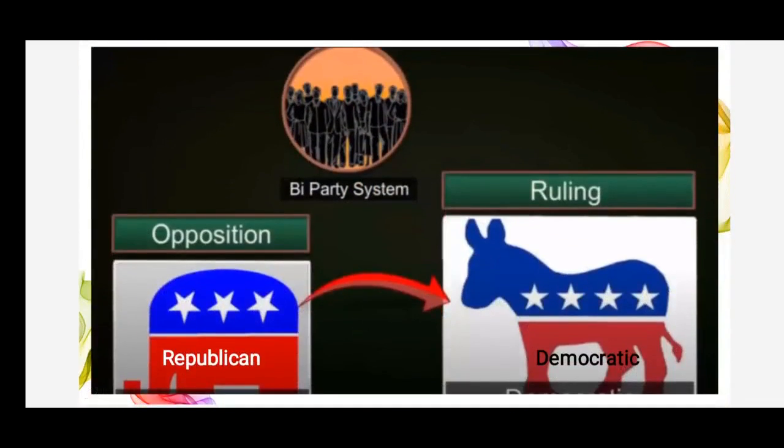Another important advantage of this type of system is that there is a strong opposition, as only one party forms the opposition. Only one party will be there as the opposition party, and it is a strong opposition party. That becomes an advantage of this biparty system.